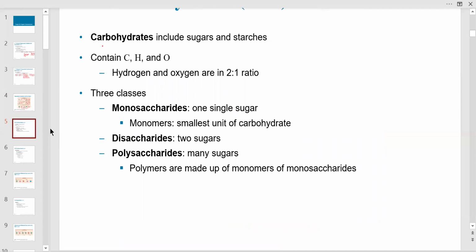So carbohydrates, like I said, another name for sugars and starches. So CHO, like I said, once I see that, that's carbohydrate. Two hydrogens to one oxygen, always. So the monosaccharide is the simplest and the smallest version, the smallest unit of a carbohydrate. And our famous one is glucose.